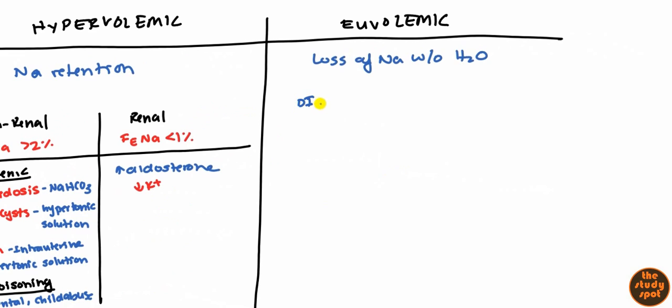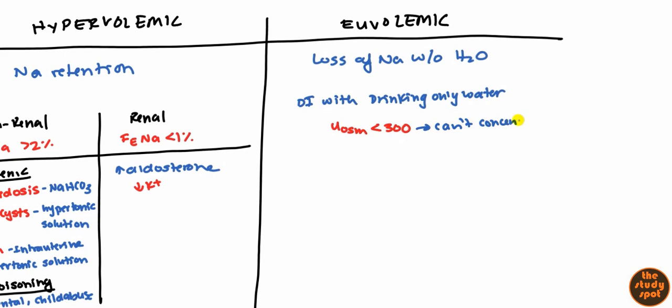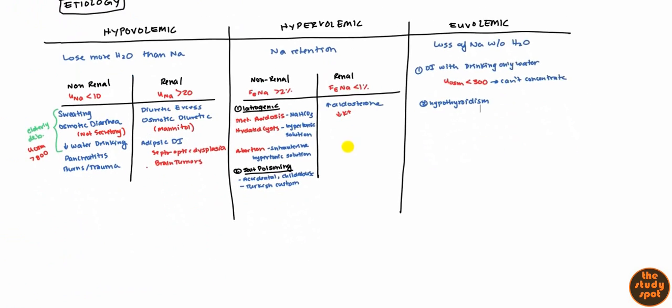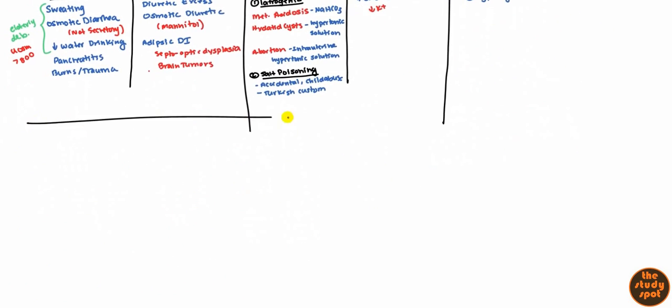Euvolemic causes: this is generally diabetes insipidus with patients who are drinking enough water, but they're not drinking solute. So they're only drinking water. And so in these patients, the urine osmolality will be less than 300 because they can't concentrate the urine. And also hypothyroidism actually can cause euvolemic hypernatremia. So those are different causes.